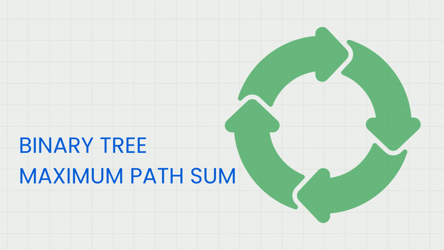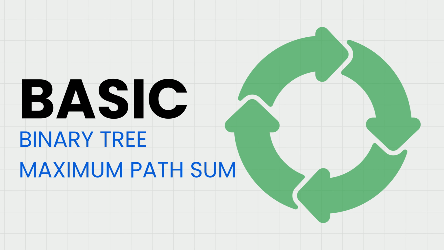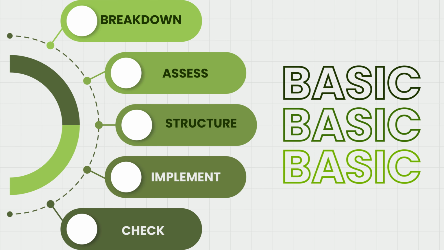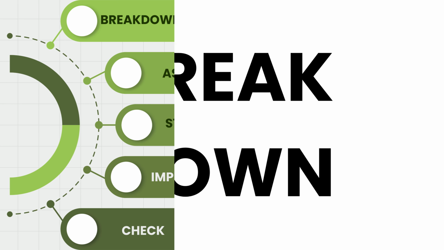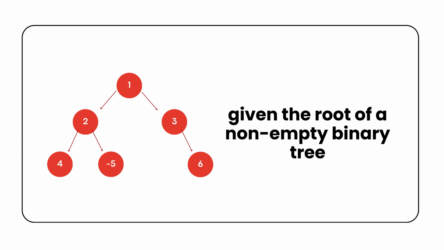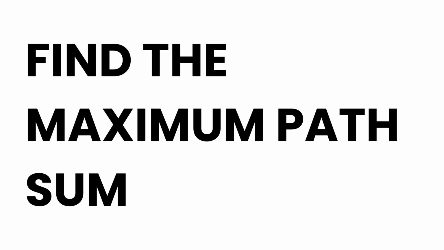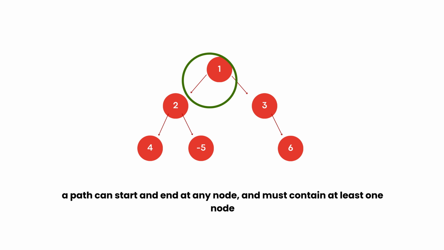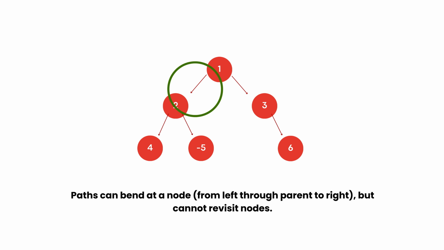Let's master binary tree maximum path sum with the basic approach, ensuring you catch every tricky detail and never lose track of the recursion. Let's break this down. You're given the root of a non-empty binary tree. Find the maximum path sum, where a path can start and end at any node, and must contain at least one node. Paths can bend at a node, from left through parent to right, but cannot revisit nodes.